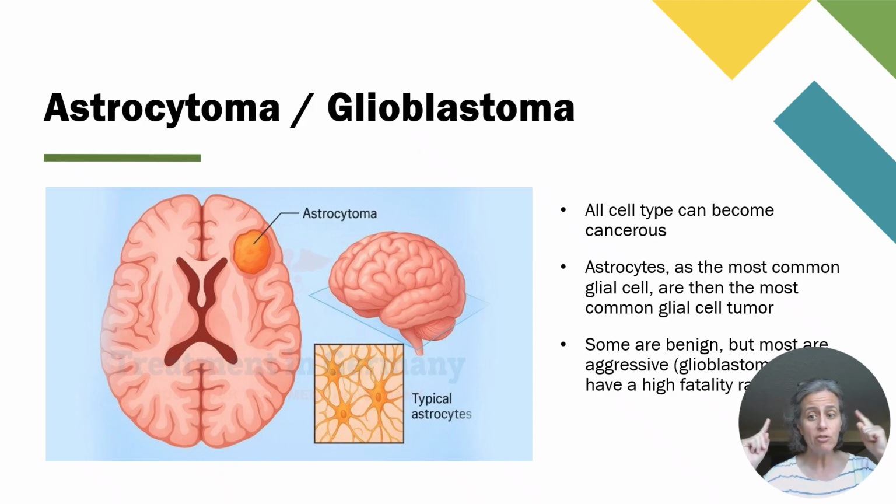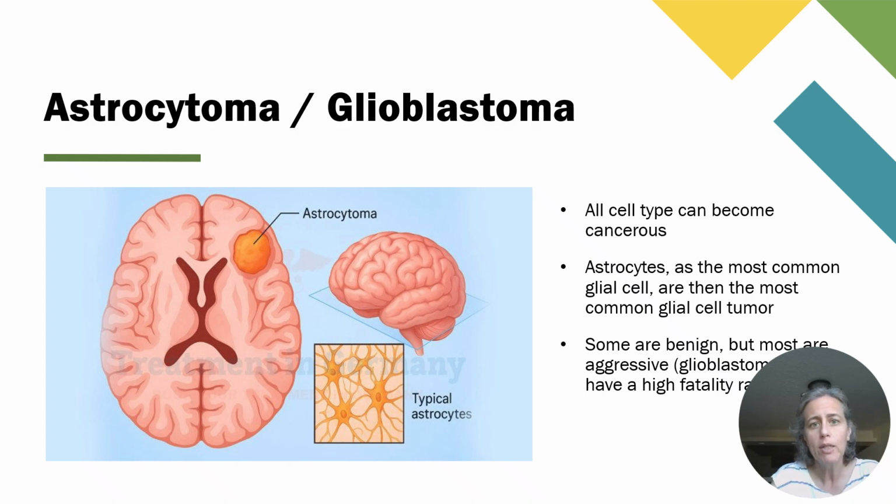Or if it was an astrocyte who all of a sudden went bad, then that would be an astrocytoma. Now, interestingly, because they're the most common glial cells, this is the most common type of glial cell tumor that we see in people, an astrocytoma.